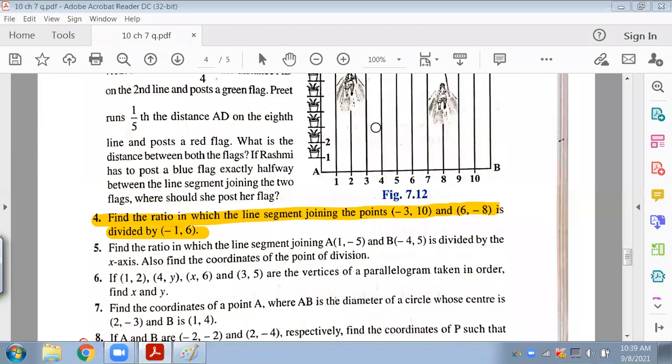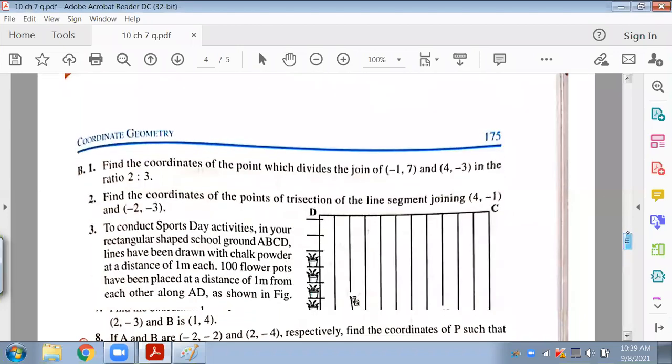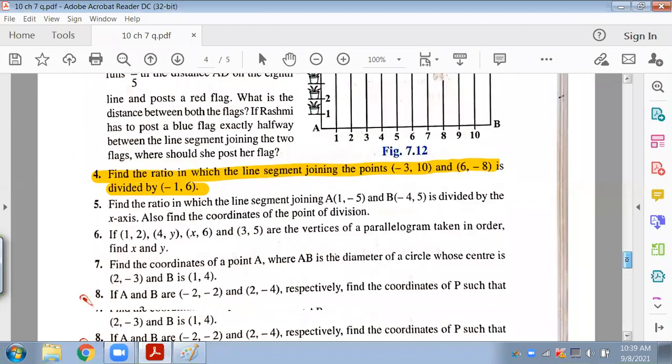Today we'll be doing question number 4, exercise 7.2, page number 175.